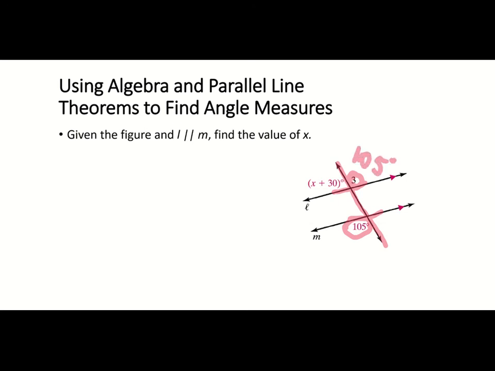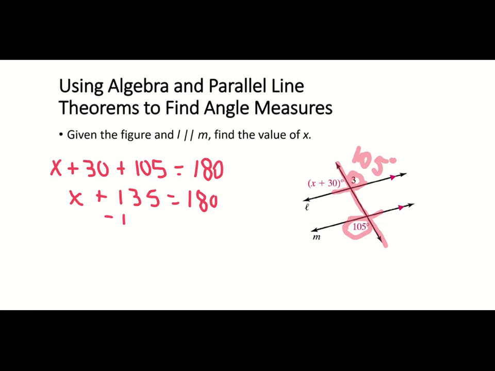And to find x, if 3 and x plus 30 are supplementary, I'm going to do x plus 30 plus 105, and it should equal 180. I'll simplify it, so x plus 30 plus 105 would be 135 equals 180. Then I'll subtract 135 from both sides, and I end up with x equals 45. So that would be the value of x.